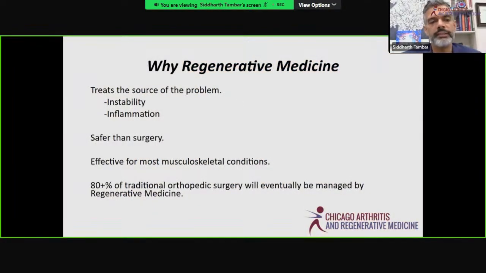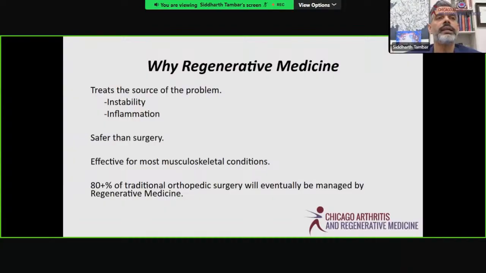So why regenerative medicine? It treats the source of the problem. It treats instability by treating the ligaments and tendons around a joint. And it treats inflammation by treating the joint itself or a tendon that's inflamed. These treatments are safer than surgery. For those of us involved in this work, we feel that this is effective for most musculoskeletal conditions, not 100%, but most. And that 80% of what is going to traditional orthopedic surgery will or should be managed by regenerative medicine even right now.